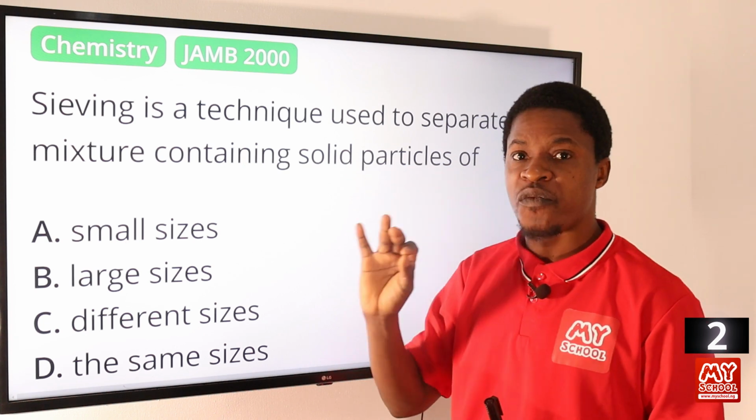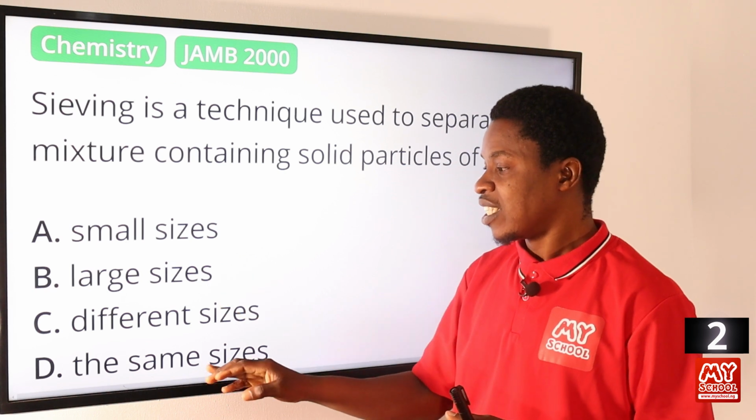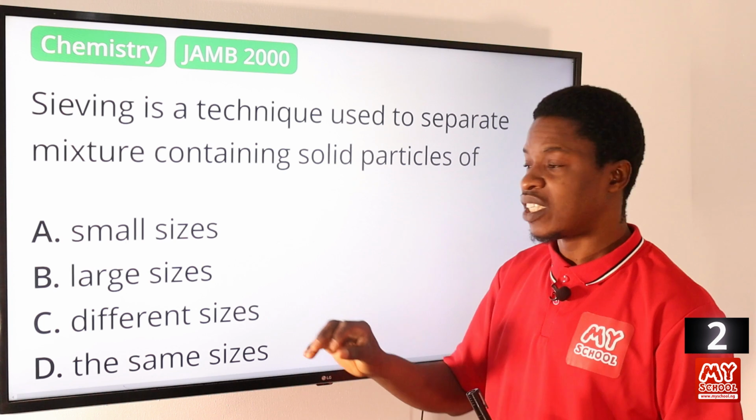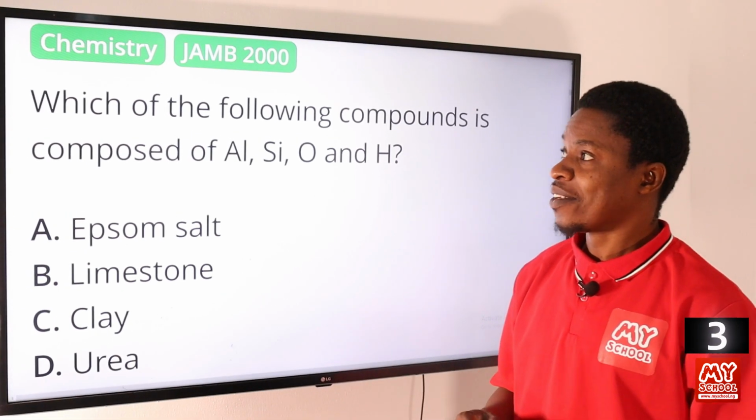So in this case now, it's a technique that is employed when you want to separate solid particles of different sizes. Not small sizes, not large sizes, not the same sizes. We have different sizes that's present. So the right option here is option C, different sizes. Let's move on to question number 3.